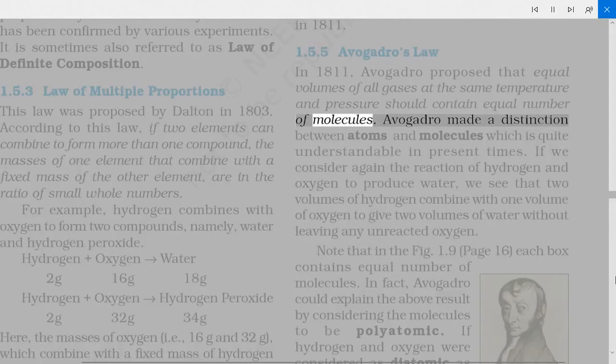If we consider again the reaction of hydrogen and oxygen to produce water, we see that two volumes of hydrogen combine with one volume of oxygen to give two volumes of water without leaving any unreacted oxygen. Note that in Fig. 1.9, page 16, each box contains equal number of molecules. In fact, Avogadro could explain the above result by considering the molecules to be polyatomic. If hydrogen and oxygen were considered as diatomic as recognized now, then the above results are easily understandable.